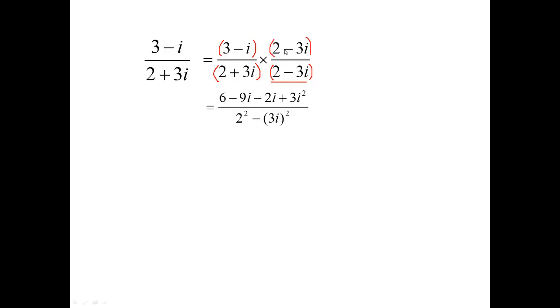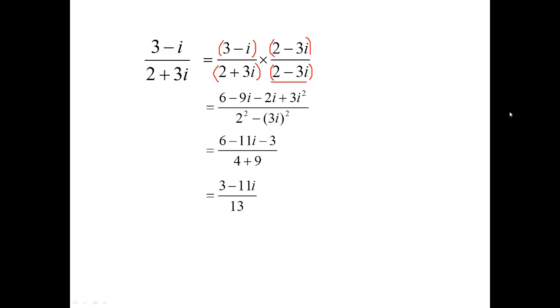So first times first, outside by outside, inside by inside, last by last. That gives us 6 minus 9i minus 2i plus 3i squared, all over 2 squared minus 3i squared, which gives me 6 minus 11i minus 3, all over 4 plus 9, which gives me 3 minus 11i over 13. Now that's our answer.